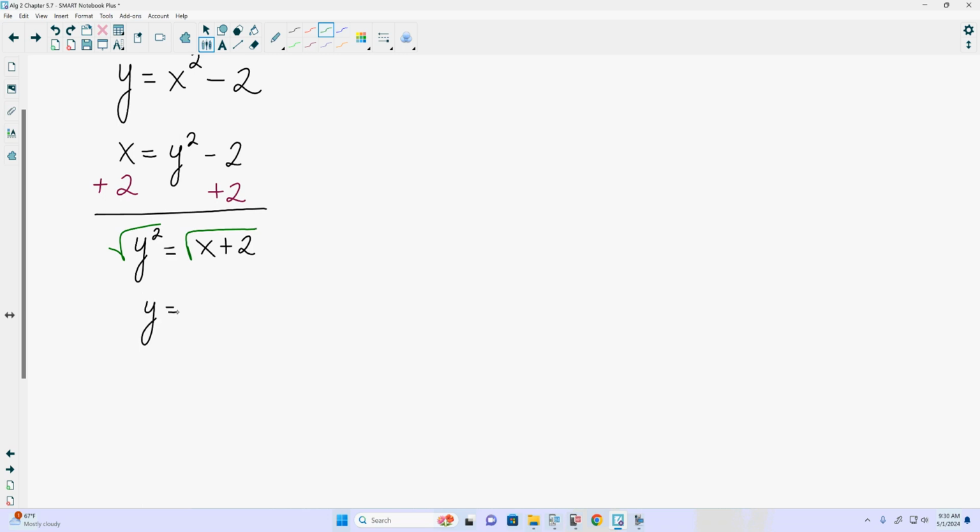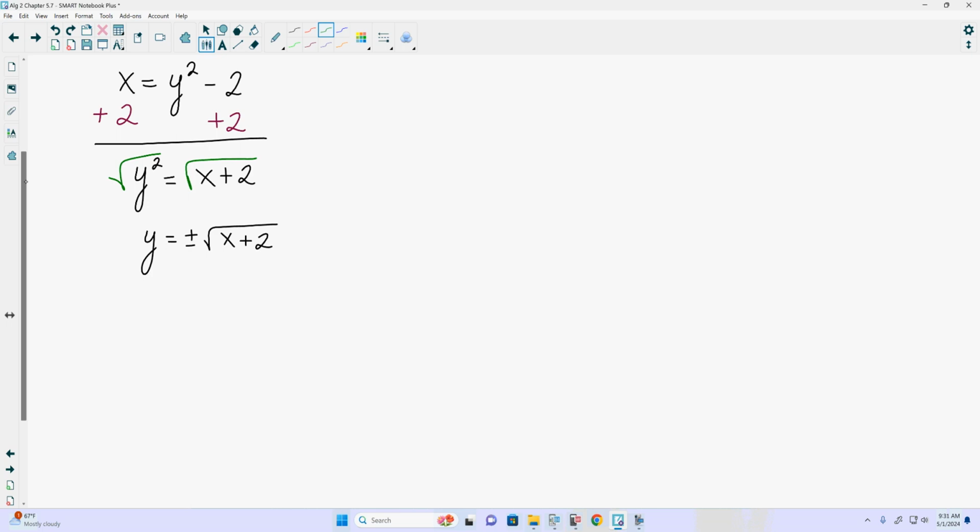Square root of y squared is y. Equals plus or minus the square root of x plus 2. But again, since we're looking at the positive case, because it told us x is greater than 0, it's going to be the positive. If they set the restriction as x is less than or equal to 0, we would have the negative, not the positive. But since it is the positive, we don't have to put a plus. We can just say the square root of x plus 2.